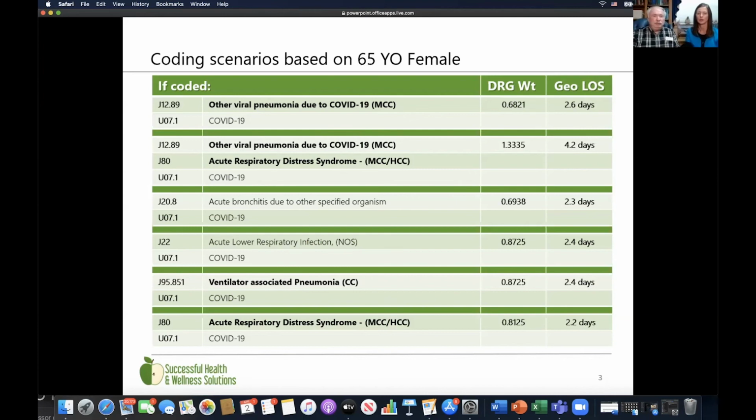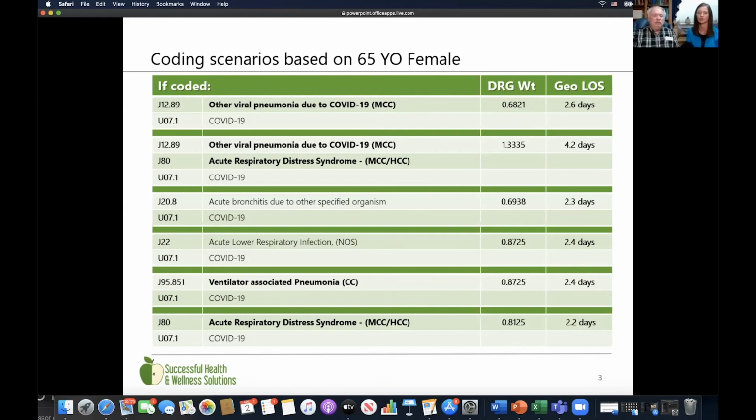I won't go through each one of these, but if you notice, the viral pneumonia and the acute respiratory distress syndrome, which is your ARDS, are both MCCs, and then down closer to the bottom, you see the ventilator-associated pneumonia is a CC, which is a comorbid condition. The only one of these conditions highlighted in bold black that is going to HCC risk adjust, which is your outpatient risk adjustment model, is going to be the ARDS, the acute respiratory distress syndrome.